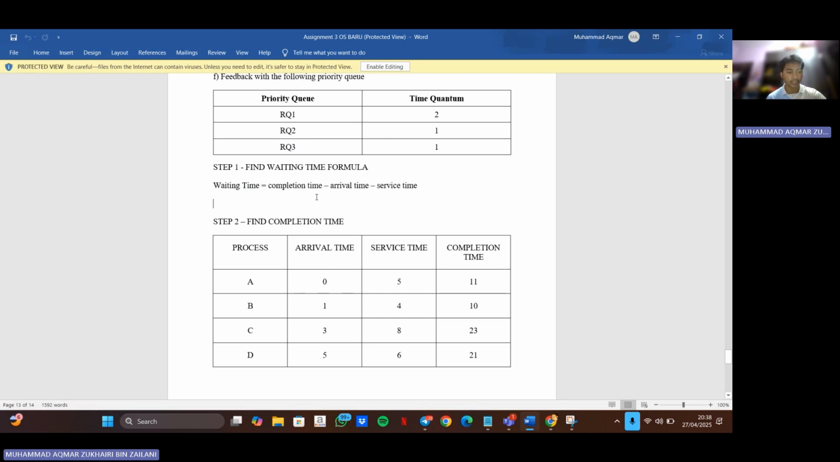So we go to process A, which arrives at time 0. When it goes to RQ1, it will run for a maximum of 2 minutes. So at time 2, it has used 2 minutes of its 5 minutes total. It's not finished, so we go to RQ2. The process runs for its maximum of 1 minute, as stated here, and at time 3, it has used 3 minutes total.